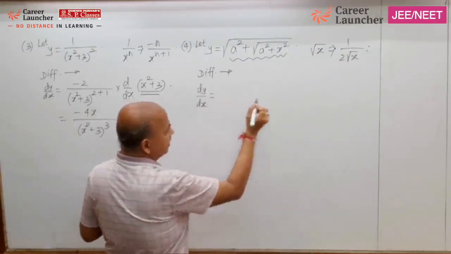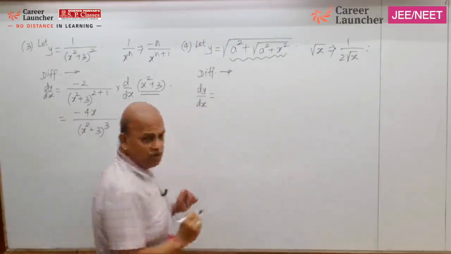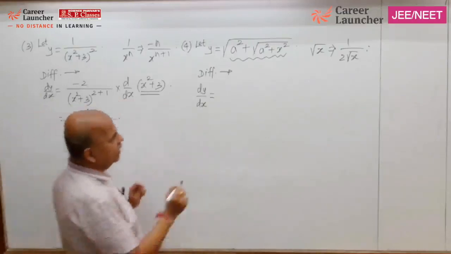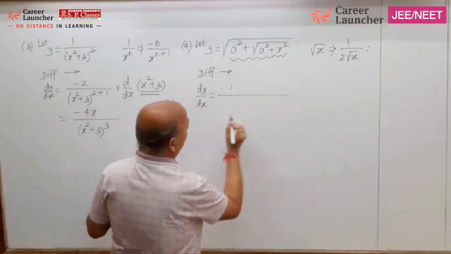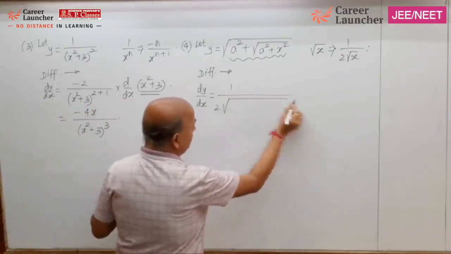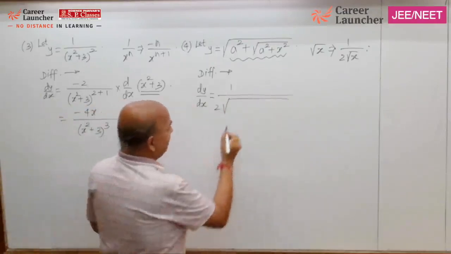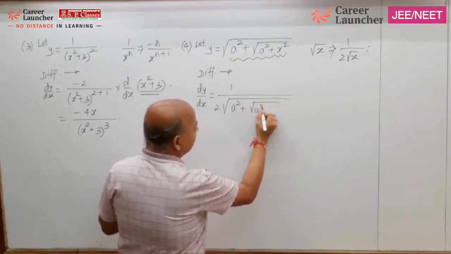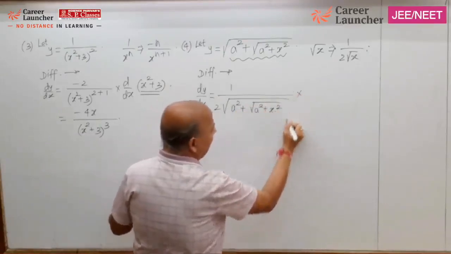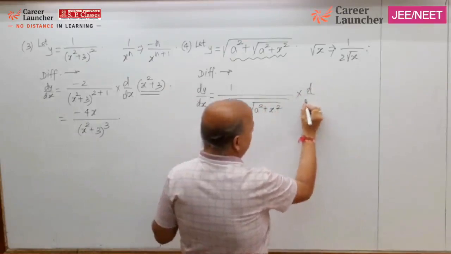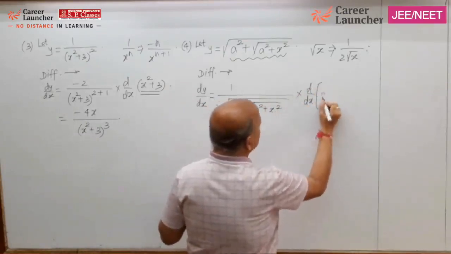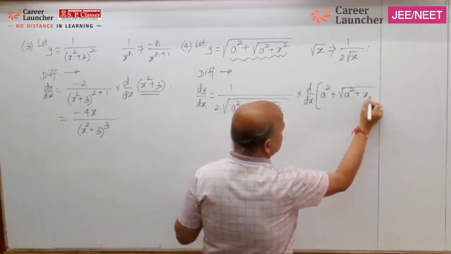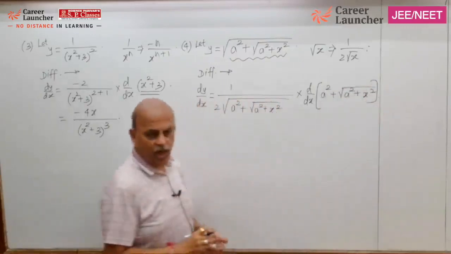dy by dx. Come on, tell me. 1 upon 2 root x. Use the standard formula as it is, replacing x by the composite part. So it will be what? 1 upon 2 root what? A square plus root of a square plus x square. And further multiply by the derivative of a square plus root of a square plus x square. Getting it or not?